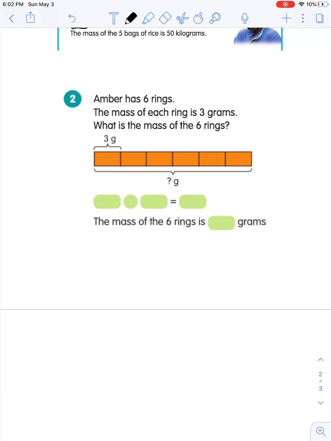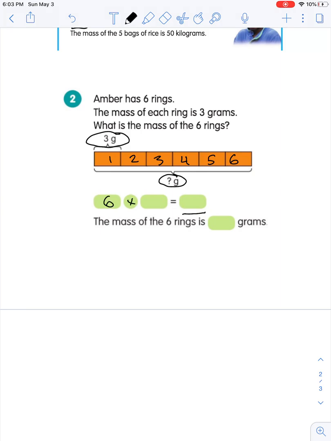It says Amber has 6 rings. The mass of each ring is 3 grams. What is the mass of 6 rings? Oh, so we're looking for that total, right? It told us, and it showed us in the picture, we have 6 rings, right? 1, 2, 3, 4, 5, 6. I have 6 rings. And it shows me that each ring is going to be 3 grams because these are all the same size. So I know I have 6 groups with 3 in each group.